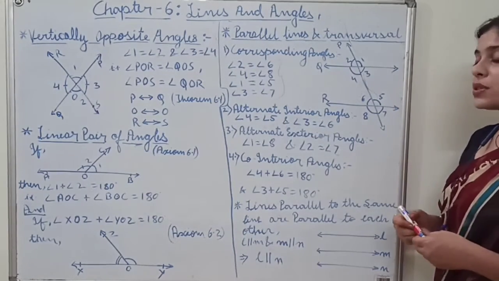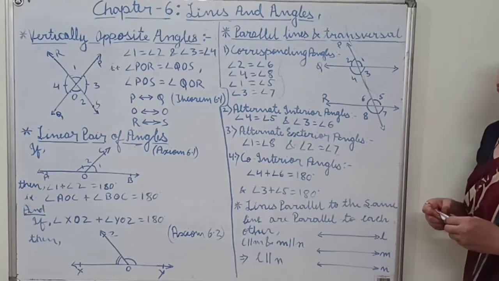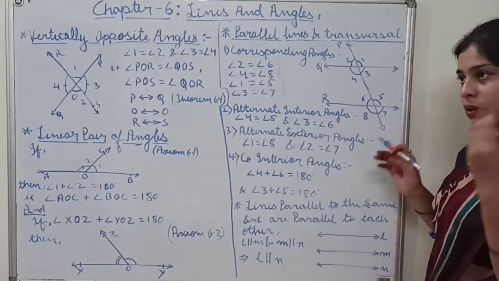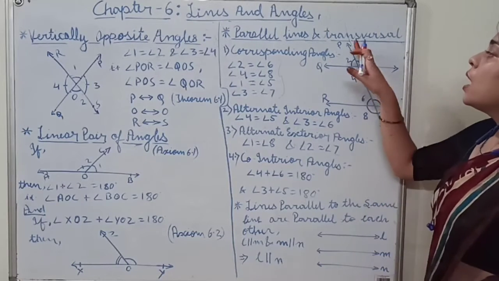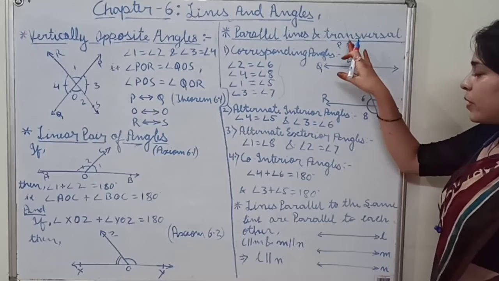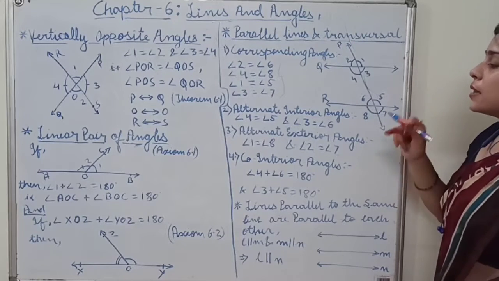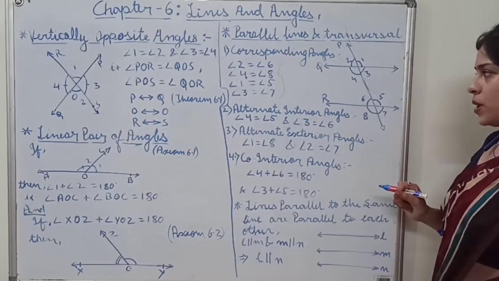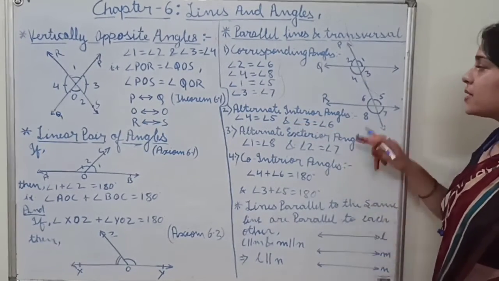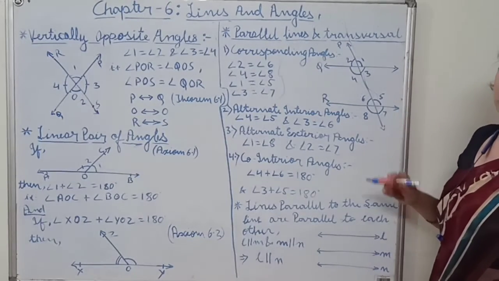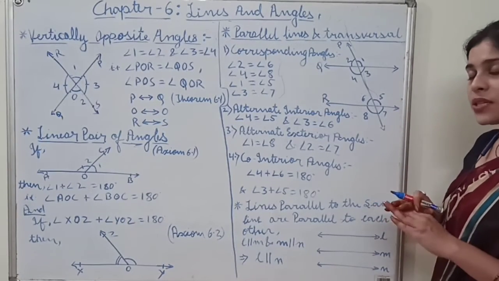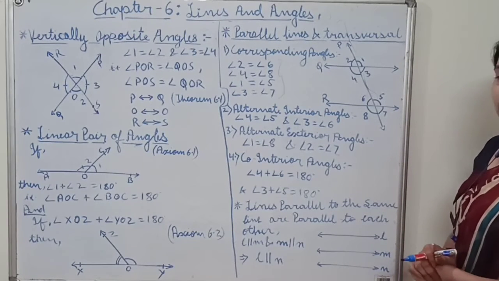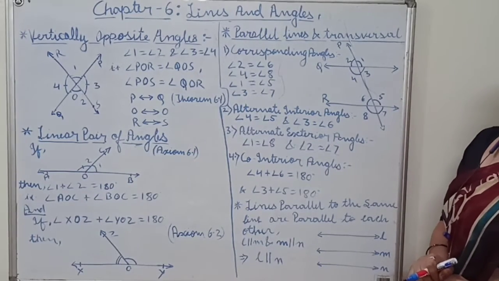And the reverse of this, vice versa: for any given pair of lines, or two or more lines, when a transversal is intersecting the lines, and it is also given that alternate interior angles are equal, then in that case the two or more lines will be parallel to each other. In simple words, if alternate interior angles are equal, then the lines will be parallel to each other.